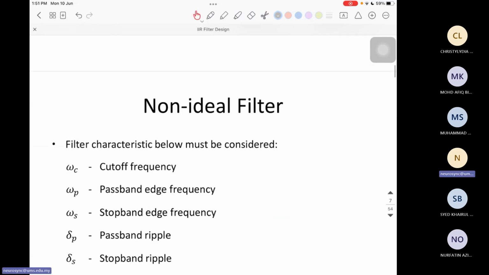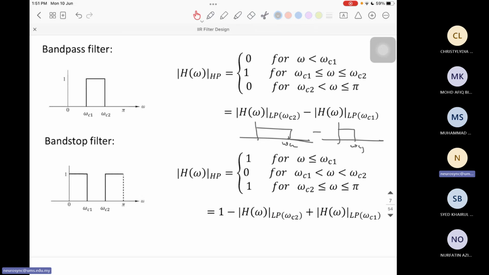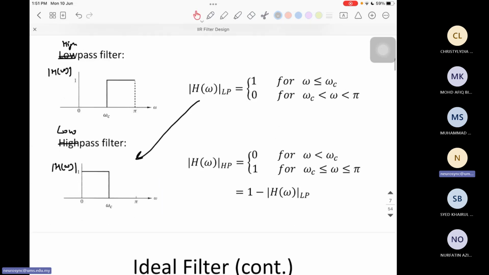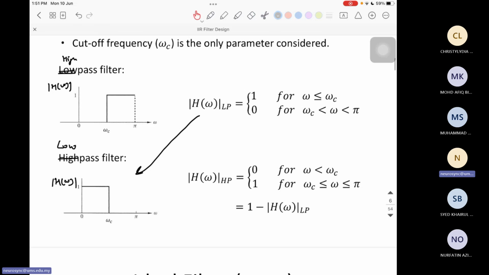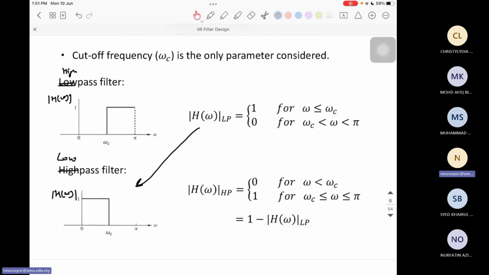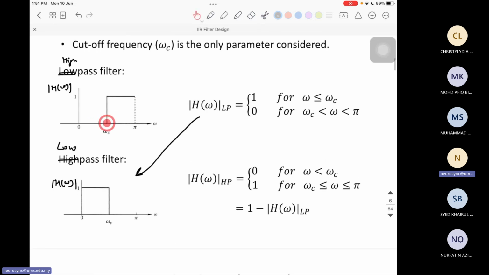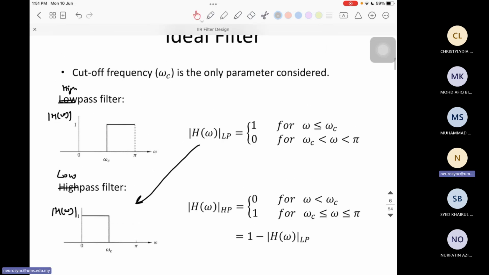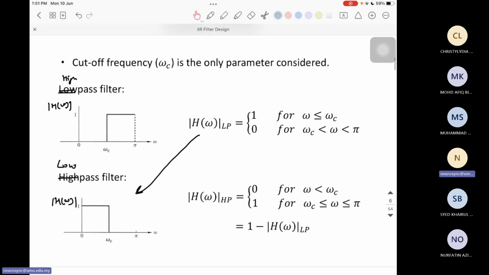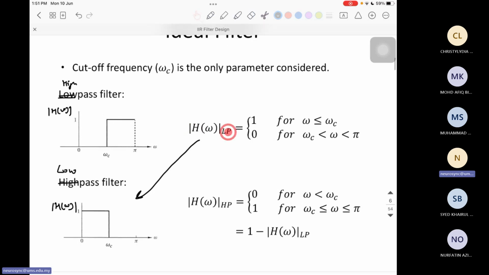Now, these are the ideal filters, the ideal characteristics. The ideal characteristics cannot be realized in real life. There are two reasons for this. One is that the impulse response is not zero for n less than 0. An ideal filter is necessarily non-causal, and it is also unstable because this h of n is not absolutely summable.